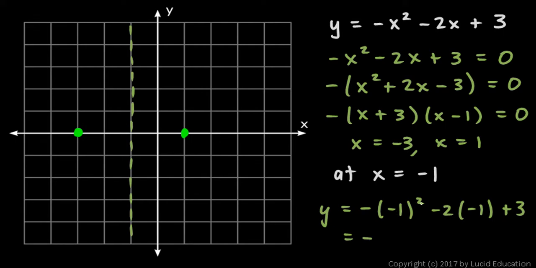So this will be negative, that's that negative sign right there, and then this negative sign goes away because negative 1 squared is positive 1. So that's a positive 1 right there with a negative sign out front. So that's negative 1, and this is plus 2 plus 3. And that's easy. That equals 4. So at x equals negative 1, we just calculated y. Y is 4. So we can plot that point right up there.